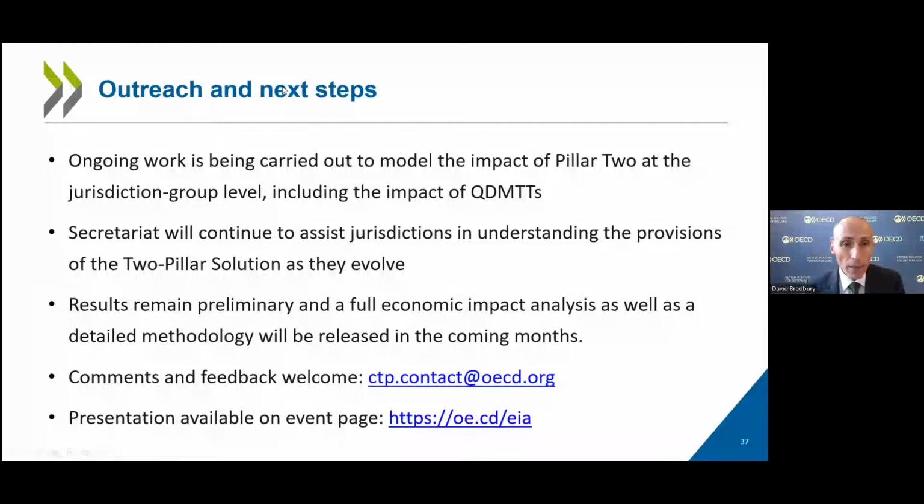And we will be publishing a full impact assessment with the detailed methodology, which will take much of what has been presented today and present that in the form of a paper, of a report, and that will be released in the coming months. And of course, comments and feedback are welcome.